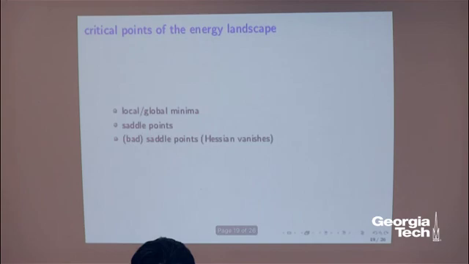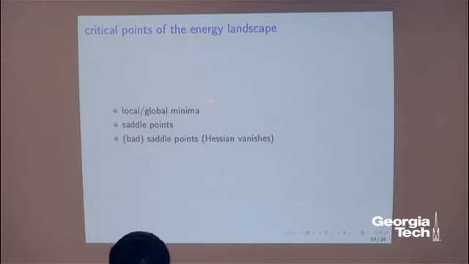And there are many things that can happen in these energy landscapes that are of interest. Of course, they can also have maxima, but we're not really interested in that. They can have local minima, they can have global minima. Normally, because you can parameterize one function in many different ways, there's not a unique global minimum. It's a whole space of global minima. Another thing is, you can have a saddle point, which is neither a minimum nor a maximum. And you can also have so-called bad saddle points. Those are saddle points where also the Hessian is zero. That means they're quite flat.